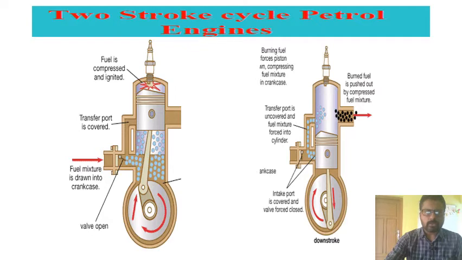What is the first stroke? This is the piston, this is the cylinder, this is the spark plug, this is the connecting rod, this is the crank, this is the crankcase. And the major difference between four stroke and two stroke is that in four stroke we have valves.